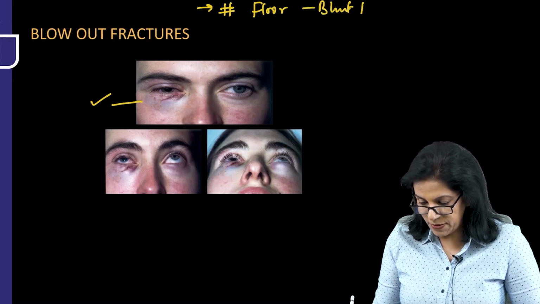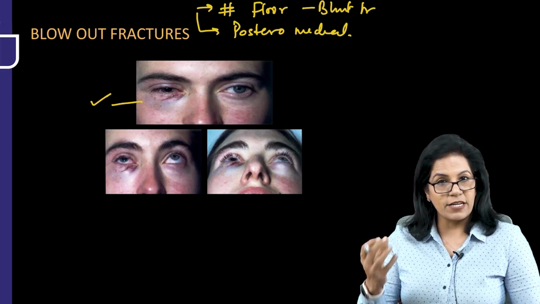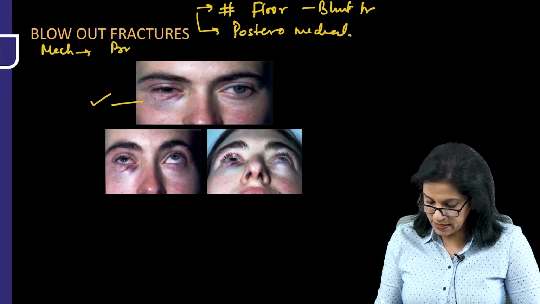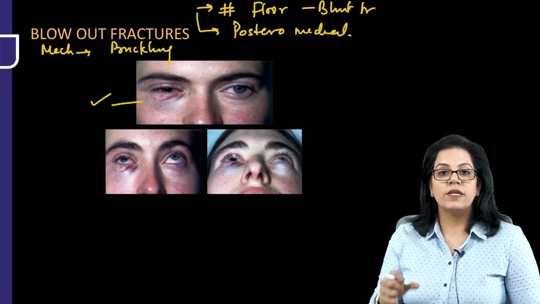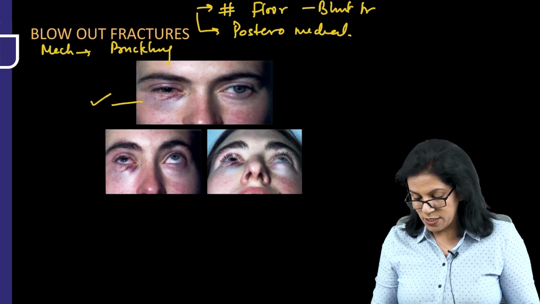I have already talked about that the weakest part is posteromedial. And why is there a fracture of the floor? Write down the mechanism: it is the buckling effect. When there is a blunt trauma, there is a buckling effect in the floor, which leads to its fracture.